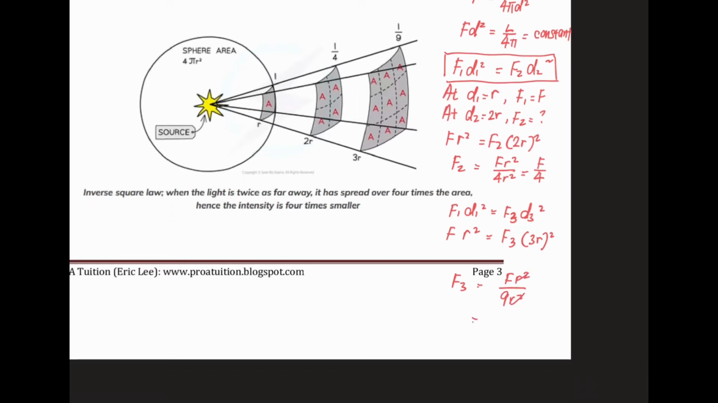Then you cut the r away, so you get F over 9. So you can see when the distance is 3r, the radiant flux intensity is 1 over 9 of the original. Okay, so 1 over 9.